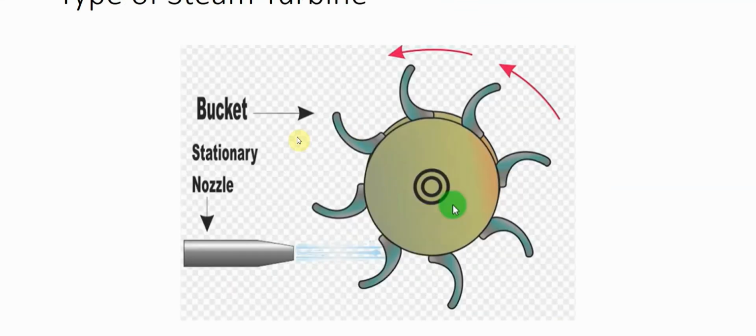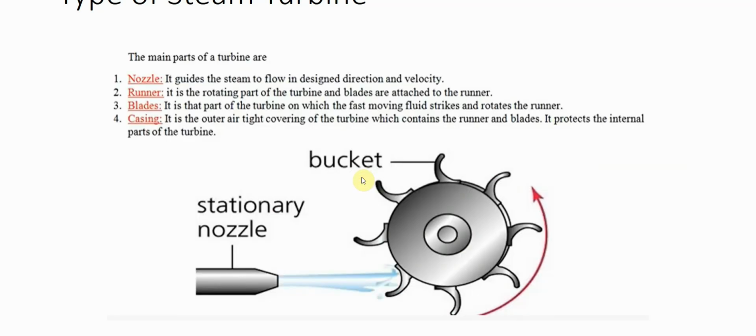And now the types of steam turbines. For example, here you can see there are the buckets. We already discussed the different types of turbines, Pelton, Francis and Kaplan or something like that. So here we saw that there are the buckets, or you can say the blades, and there is a nozzle. When the high pressure steam is fed from this nozzle, it will strike the buckets and the turbine will rotate, and the generator will be coupled here, and it will rotate the generator. So among the different types of steam turbines, the main part of the turbine is the nozzle.